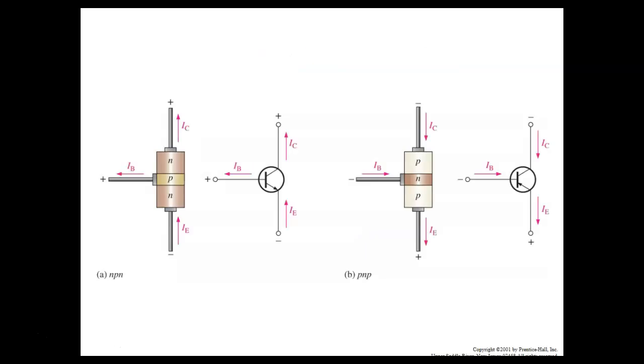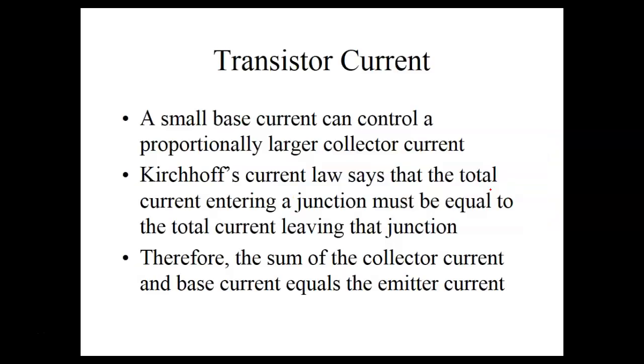So these are two symbols. These are normally how we represent it. Of course, this guy here is going to be really thin and lightly doped. This is the symbol with the arrow not pointing in. This one is pointing in, so this is a PNP. A small base current can control a proportionally larger collector current.